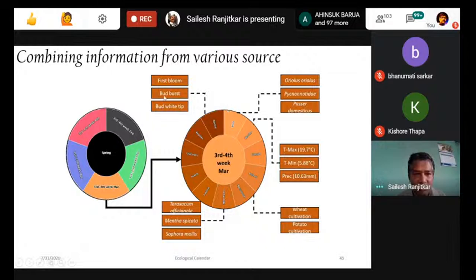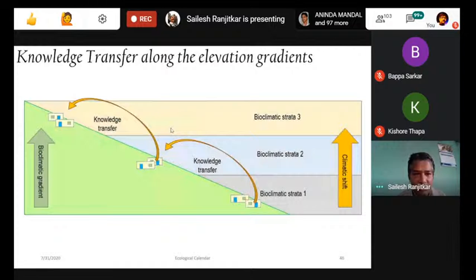And what kind of indicators from the phenology are there. So all these can be linked here. This provides a base for the ecological calendar, and why this is important and how we can adopt it.